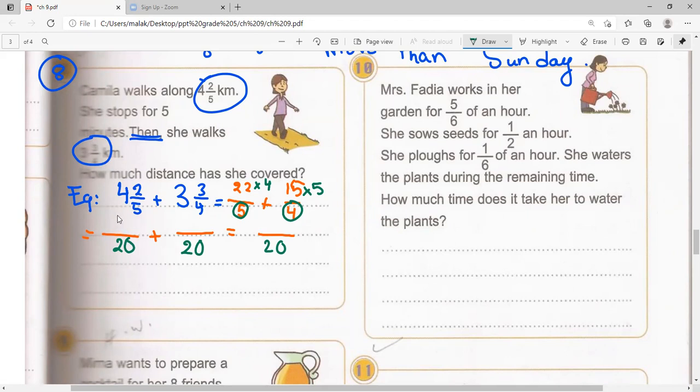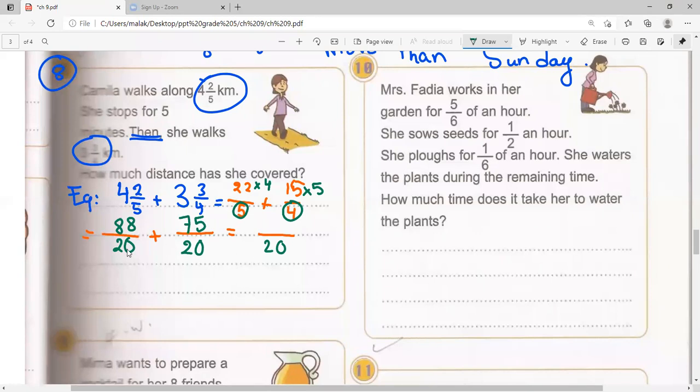4 times 2. 88. 88. So easy. 15 times 5. 70, 75. Okay.